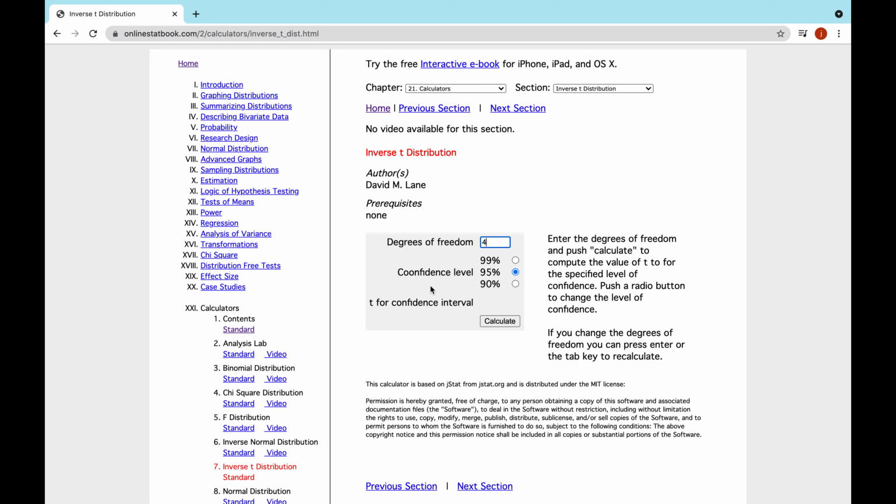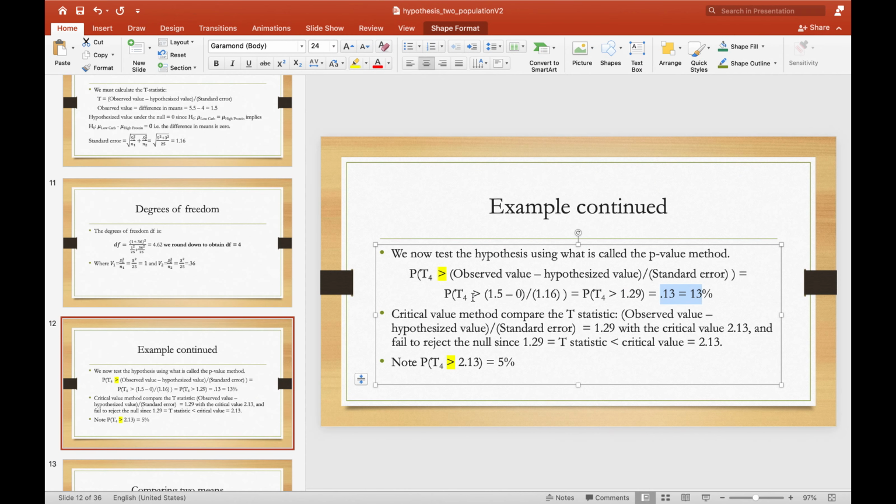Because of the confidence level, you might say, oh, it's 5%, but it's one-sided. So I have to multiply that by 2. And I get this 2.132. Okay, and that's how I get this value. Now 1.29 is the t-statistic. That is less than this 2.13, and that is why I fail to reject the null hypothesis. Okay, so let's just emphasize that.